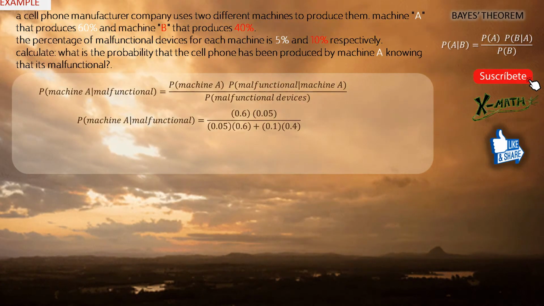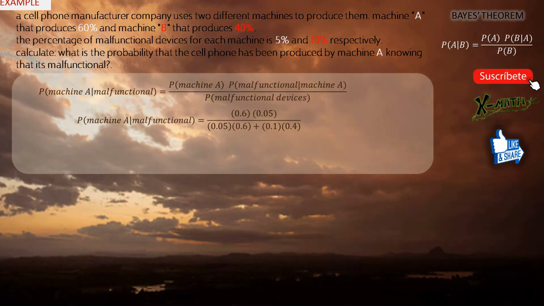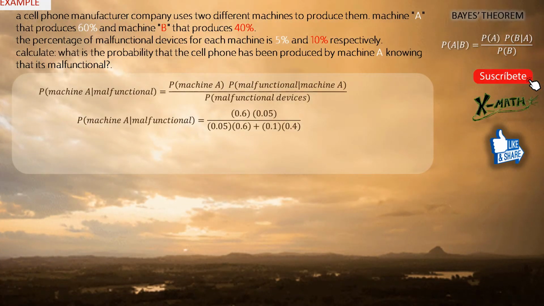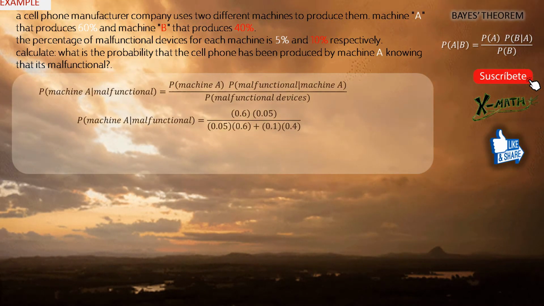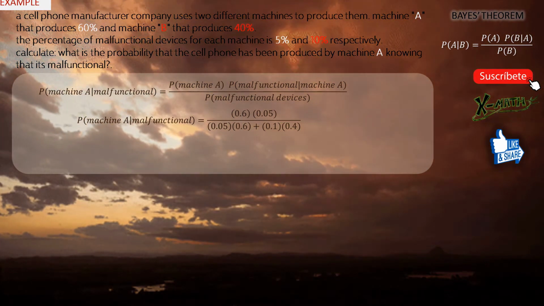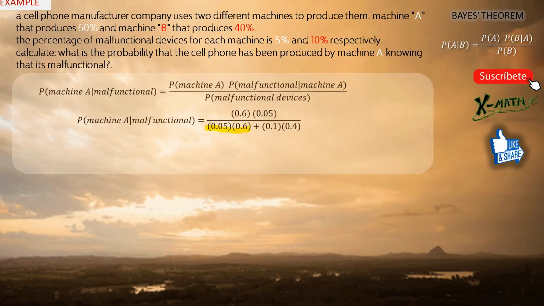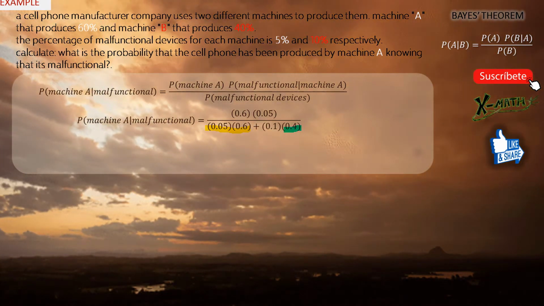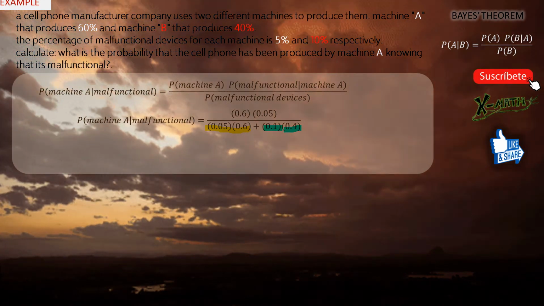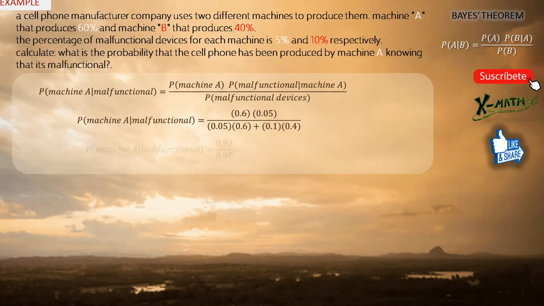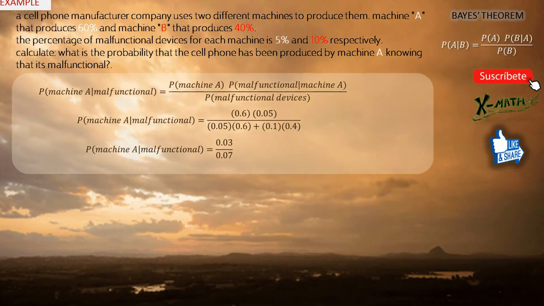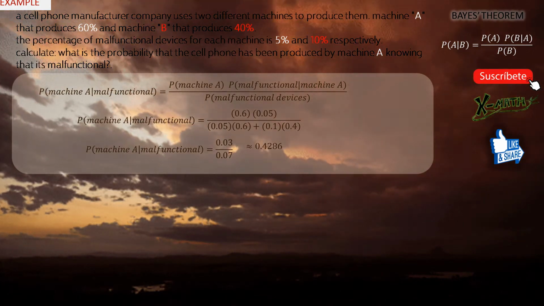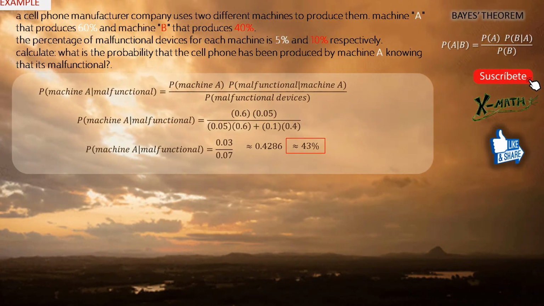And at the bottom, for all of the malfunctional devices, we're gonna have the malfunctional devices from the machine A plus the malfunctional devices from the machine B. From the machine A, we already have the values because they are the same as the ones we have on top. And for the machine B, we have a 40% probability that they are produced by the B machine, and just 10%, which is 0.1 probability, that they are malfunctional. After we solve these operations, we're going to get something like 0.03 divided by 0.07, which gives us something near 0.4286, which can be rounded to 43%.